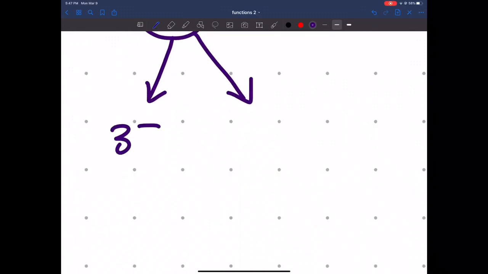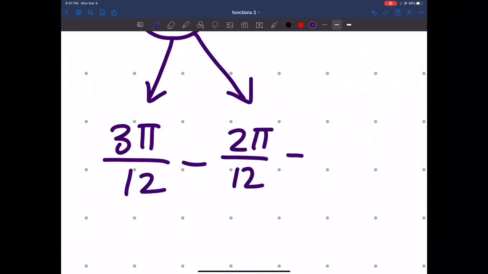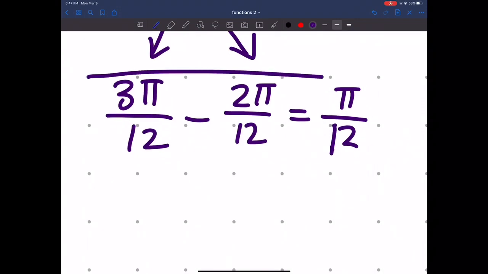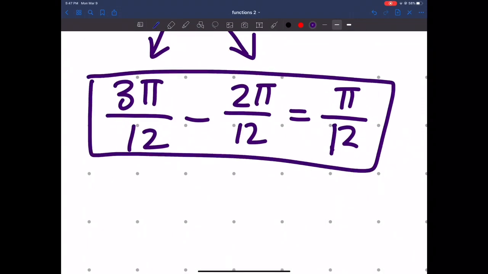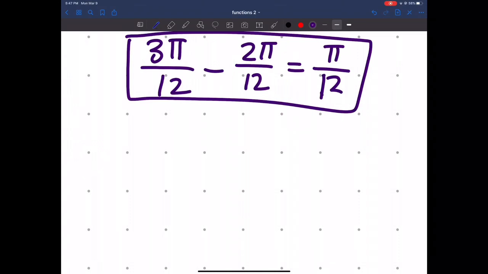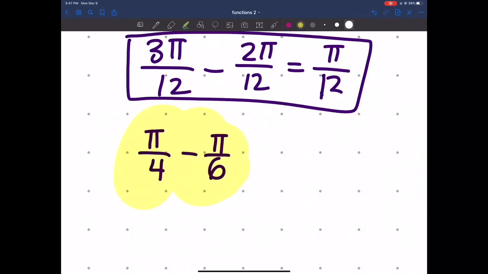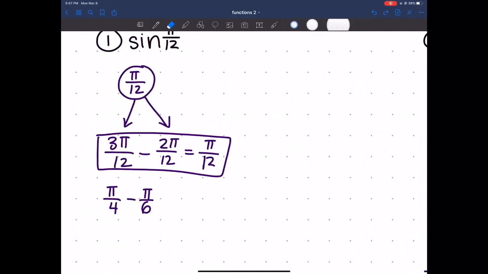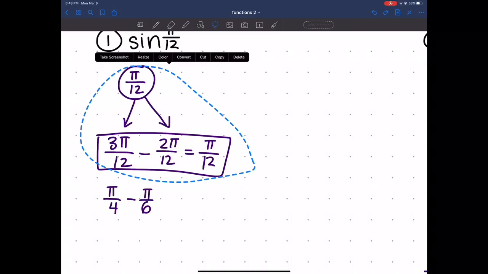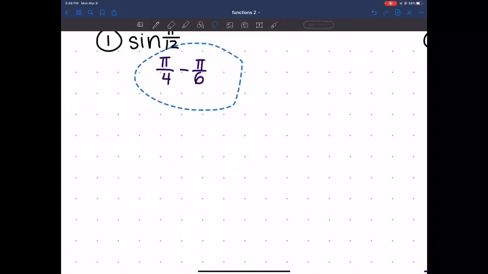So we're going to try 3 pi over 12 minus 2 pi over 12 gives us pi over 12. If you agree with me on that, then that's great. We can move forward because 3 minus 2 gives you 1. So if we were to simplify and reduce this down even further, we get pi over 4 minus pi over 6. And because these are two special angles that we worked with and we know how to deal with, we are going to use these angles instead of pi over 12.